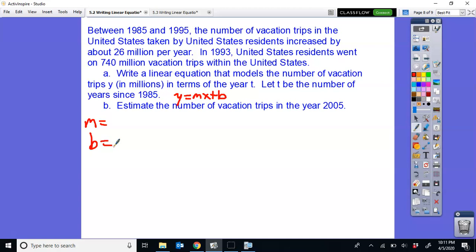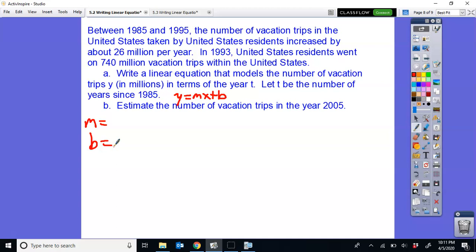So we want to write a linear equation that models the number of vacation trips y in millions. So my trips are millions of vacation trips, in terms of the year t. Now, we're going to use x instead of t, but you can use t if you want to. Also notice there's one little tricky sentence here that you really need to pay attention to. It says, let t be the number of years since 1985. That tells me that the beginning year is 1985. So the beginning amount that I'm looking for should be in that year.